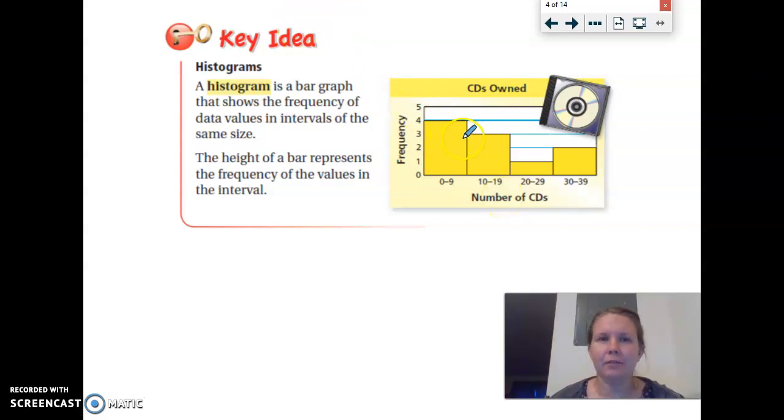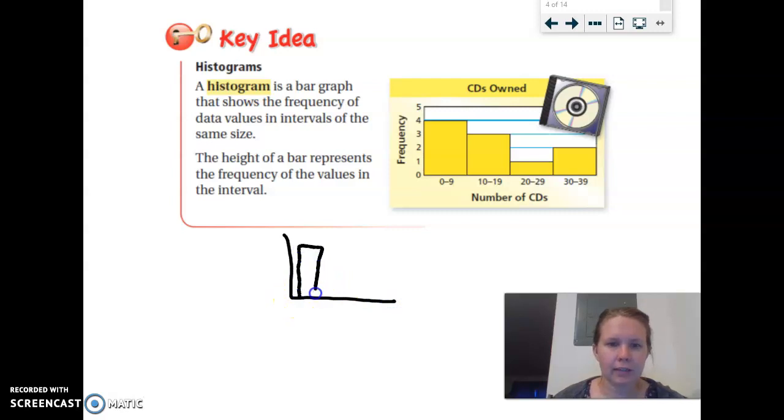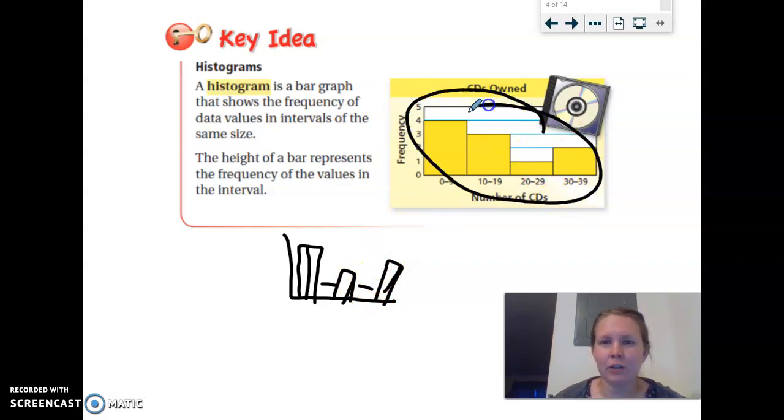The other thing that's a little different about histograms than bar graphs is this. In a typical bar graph, you're going to see something that looks like this, and then this, maybe then this. Bar graphs have a space in between each bar. Histograms, as you can see here, do not. If you are adding spaces in between your bars, that is not a histogram.